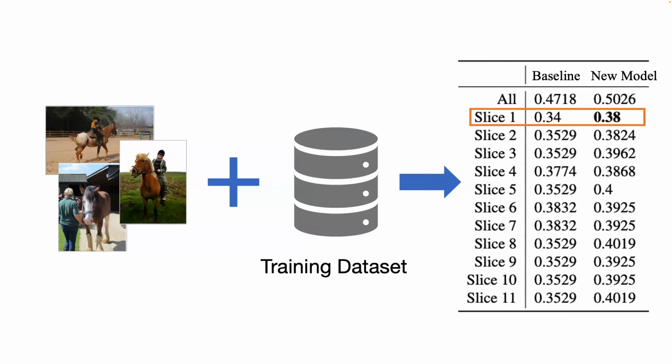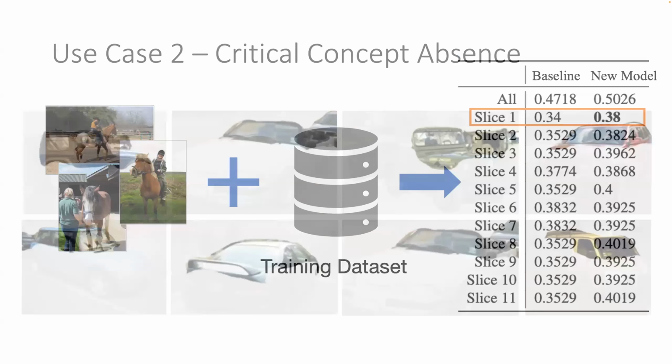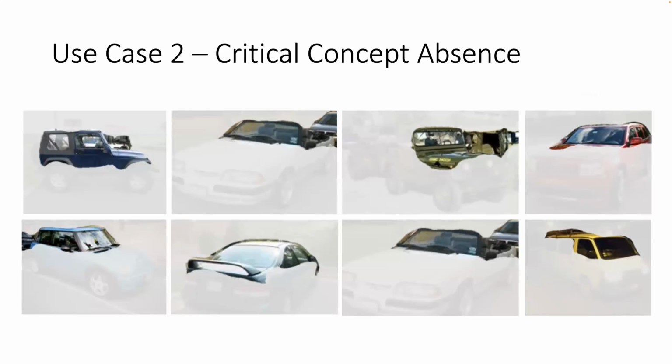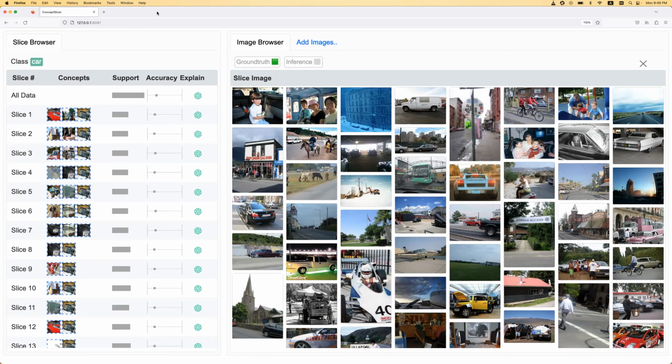The second use case illustrates the use of ConceptSlicer to augment the training set with images containing edge cases, thereby enhancing the model's robustness. When using ConceptSlicer to profile the car class, the user notices that the model's overall performance was not acceptable. They check the slice browser and discover that the underperforming slices were consistently associated with the absence of the same concept, 440.